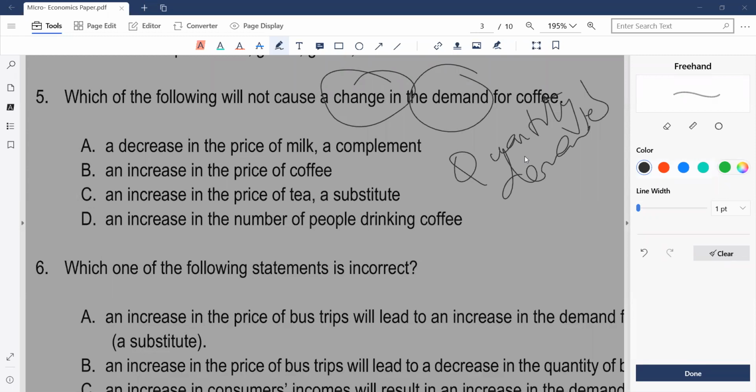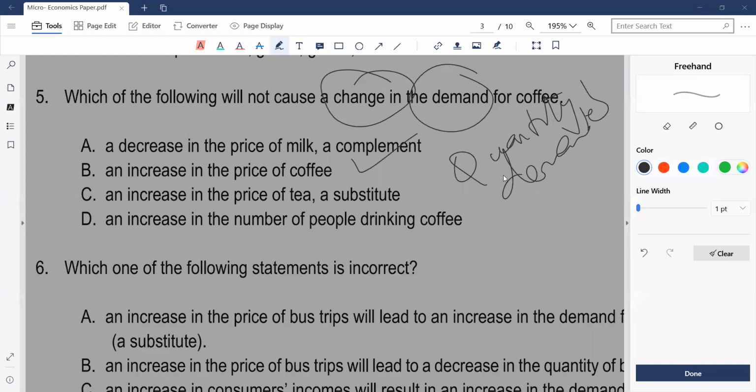Remember, the only factor that causes a movement along the demand curve, which is quantity demanded, is the price of coffee. Any other factor will cause a change in demand. So the factor which will not cause a change in demand is the change in the price of coffee. If there's a change in the price of coffee, it will cause a movement along the demand curve. But if there's a change of any other factor which is not the price, it will cause the shift. So let's look for the price of coffee itself, which should be our answer. There's an increase in the price of coffee. Our answer should be B, because of that reasoning.